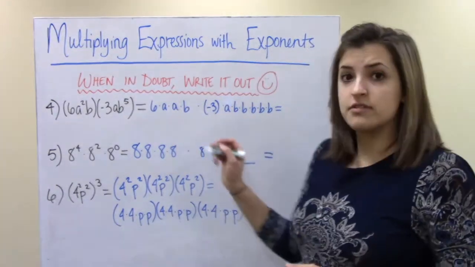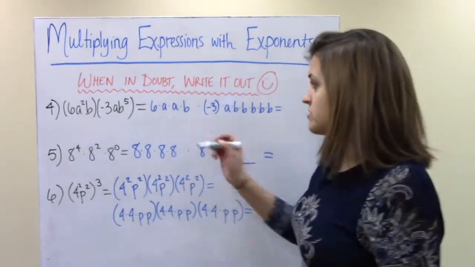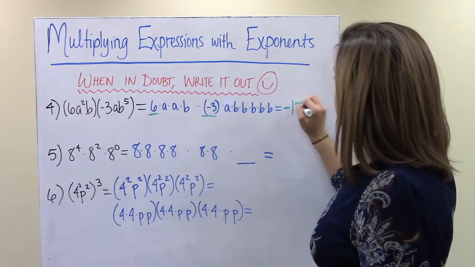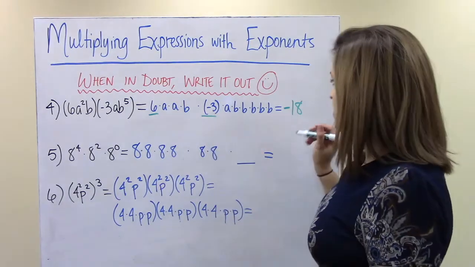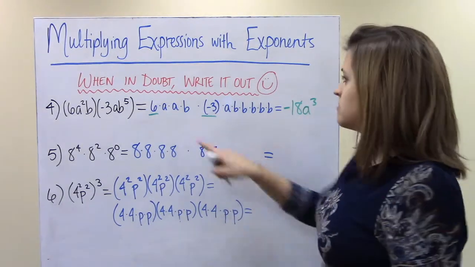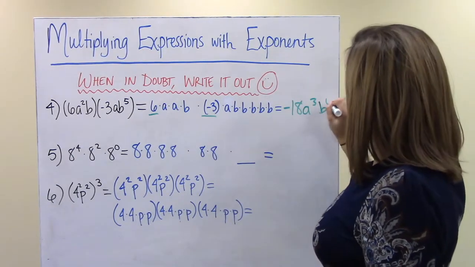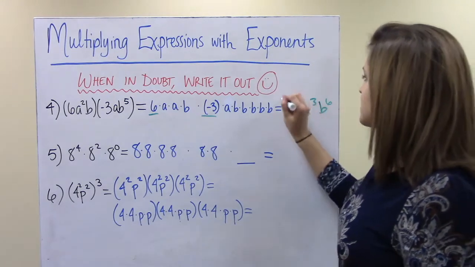So just like when you add like terms, we're going to multiply like terms here. So I have numbers, 6 times negative 3, which is negative 18. And then I'm going to count up how many a's I have. So I have 1, 2, 3. So that's a to the third times how many b's? 1, 2, 3, 4, 5, 6. B to the sixth. So my answer is negative 18, a cubed, b to the sixth.